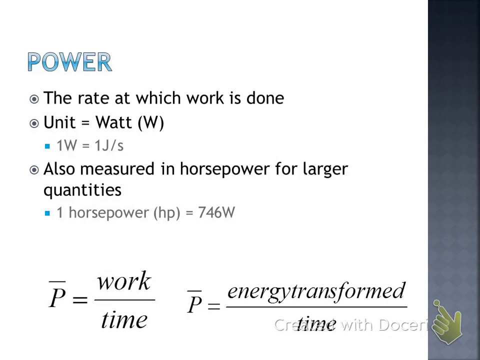Your number of horsepower, should it always be larger or smaller than your number of watts? It should always be smaller because there's 746 watts in 1 horsepower. So our number of horsepower should always be smaller. Remember that.